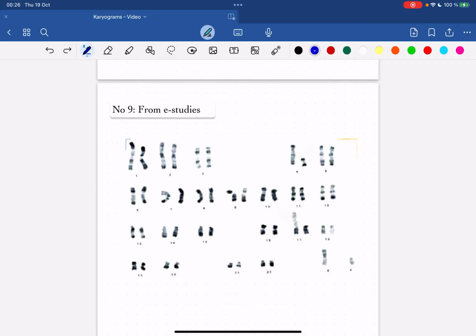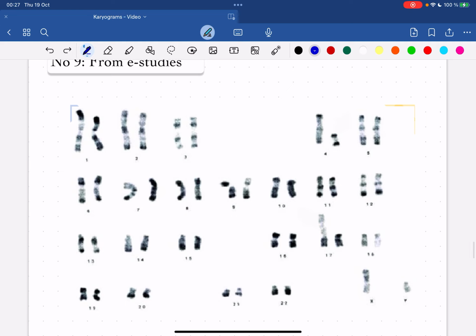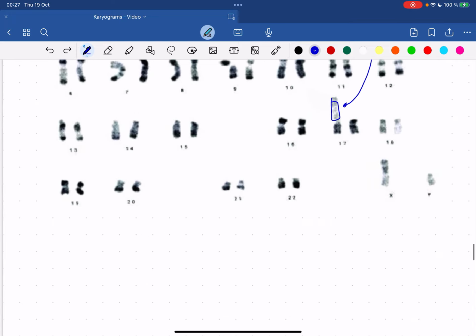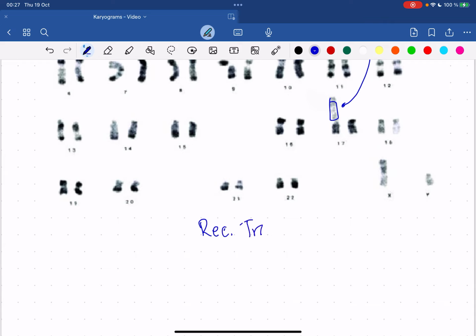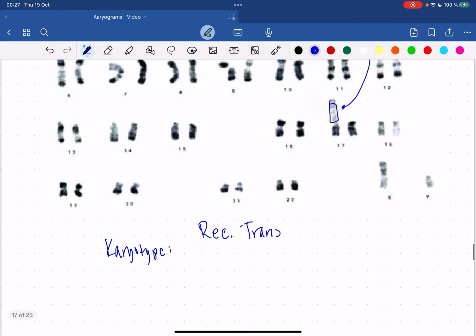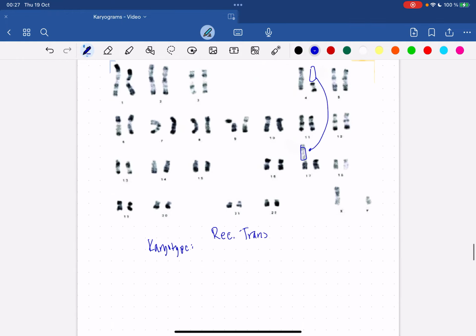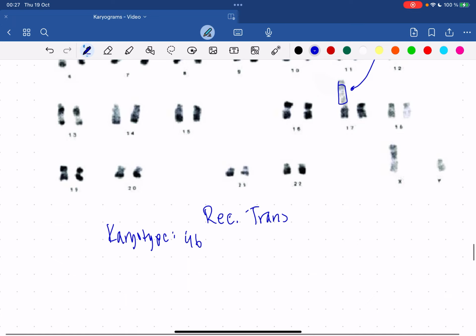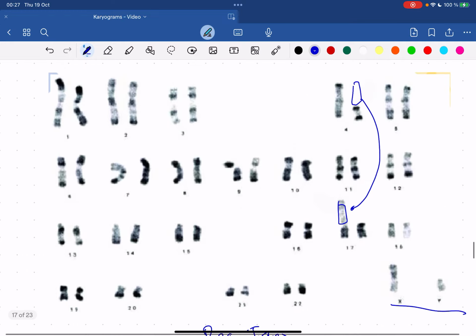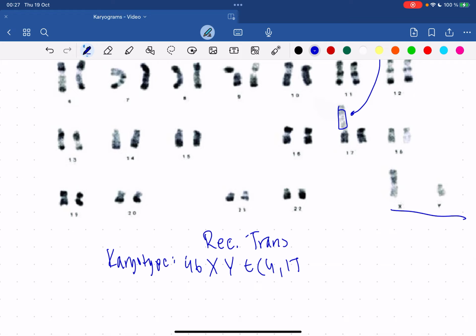Number 9. So here we can see that we're dealing with some sort of a translocation. Why? Because we have a normal type of chromosomes. We're losing a piece here, so this one has migrated somewhere. We can see that it has migrated here because these should be equal length, right? So it's reciprocal translocation. So the karyotype will be, of course, healthy because we're not losing nor gaining anything. There's just a migration going on. The karyotype will be 46 XY, and then t(4;17).